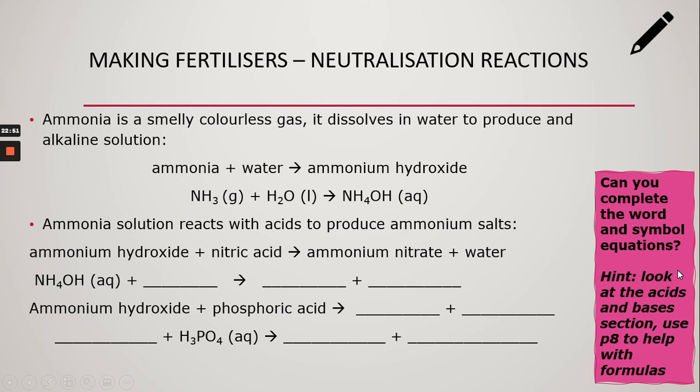As a wee hint, I'd like you to make sure you look at the acids and bases section if you can't remember the formulas for things like nitric acid, and also use page 8 of the data book, because we've got a lot of compounds here which contain what we call group ions. So nitrate is one of these group ions. If it ends in 8, it's on page 8, but ammonium and hydroxide are also these group ions on page 8 as well.